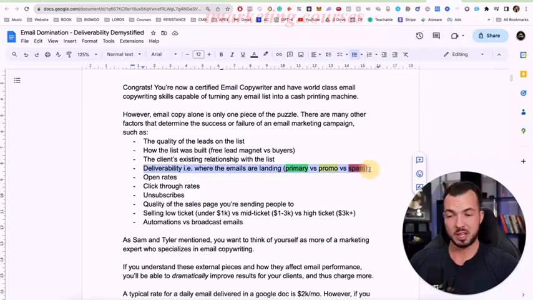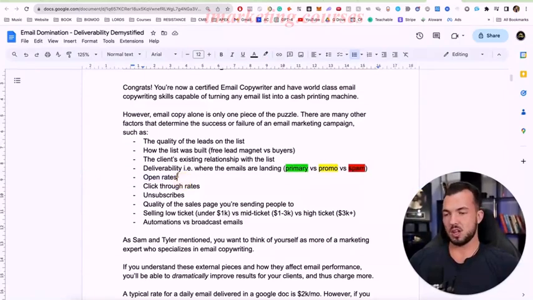The deliverability, which is what we're going to be talking about in this module. So that's where the emails are landing. That's the most simple definition of the word deliverability. Where do the emails go after you send them? Did it go to the primary tab? That's what you want. Did it go to the promotions tab, which way less people check? Or God forbid, did they even go to spam, which, let's be honest, no one checks.